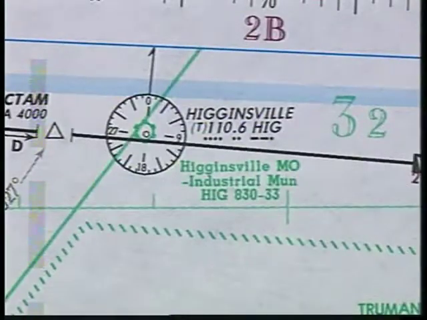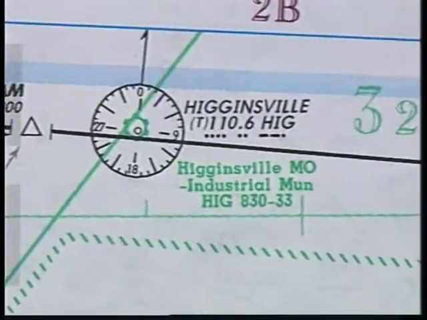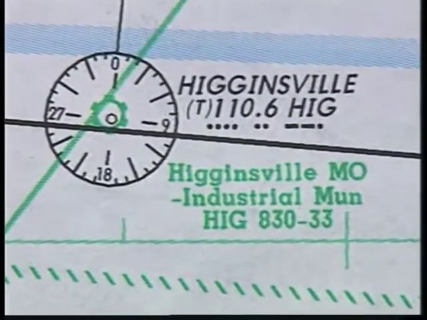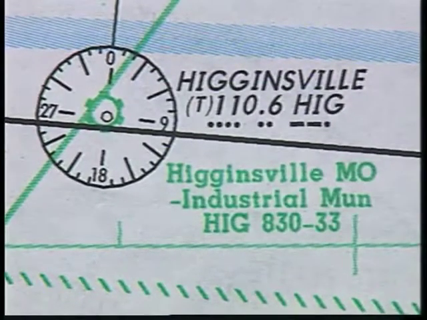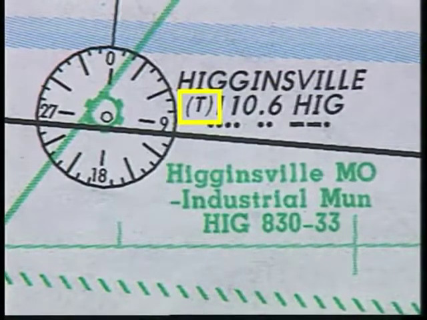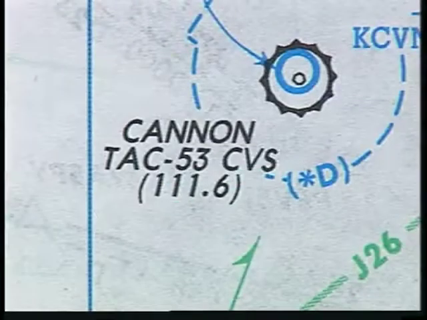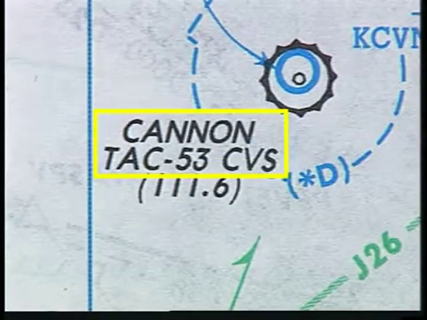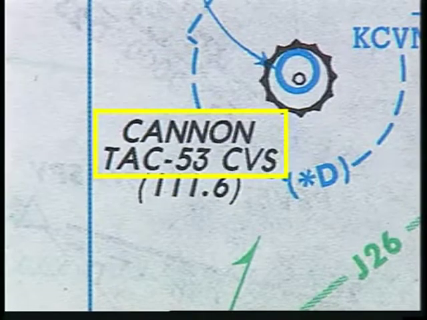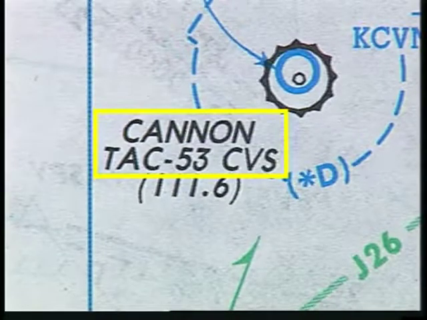The information for a NavAid which is not part of the airway or route structure is not enclosed in a box. For instance, the VOR located at Higginsville Industrial Municipal Airport is used primarily for terminal operations, as depicted by the T in parentheses. The navigation information for a TACAN or DME station which is not frequency paired with a VOR is shown next to the symbol.